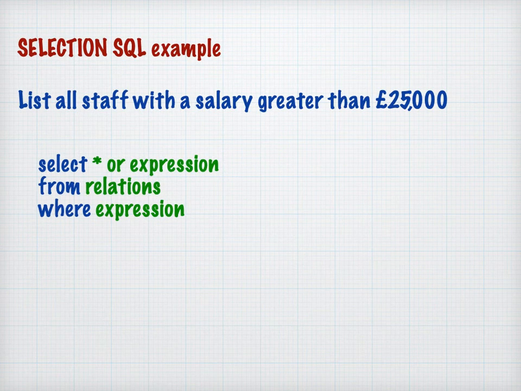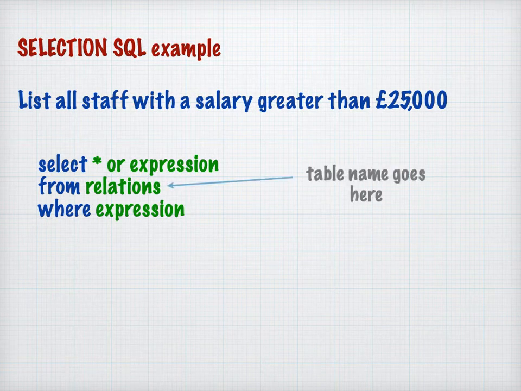So we'll do the same examples again. So let's have a look at this one then. List all staff with a salary greater than 25,000. So the first thing we do is we think about which particular table we're interested in. We know it's the EMP table, and the name of the table goes here after the from reserved word. So we know it's going to be the EMP table, so EMP goes in that spot.